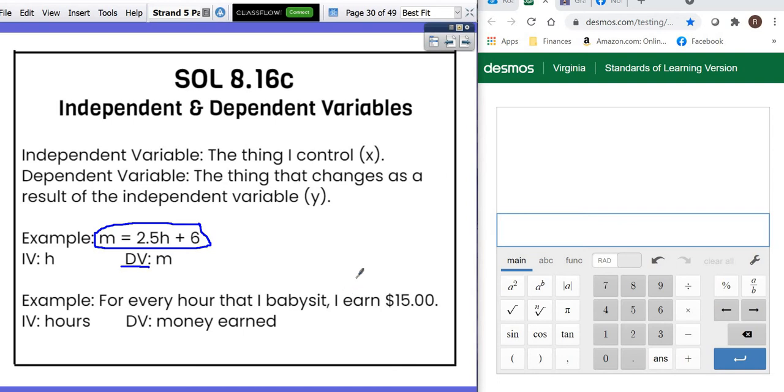How do I remember that? I always say that the variable that's by himself is by himself because he made doo-doo in his pants and nobody wants to hang around with him. Well, doo-doo and dependent both start with D.